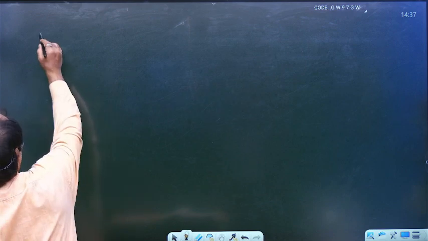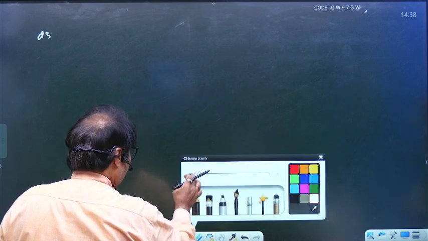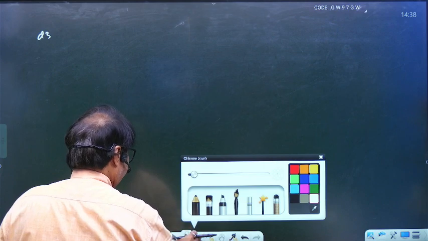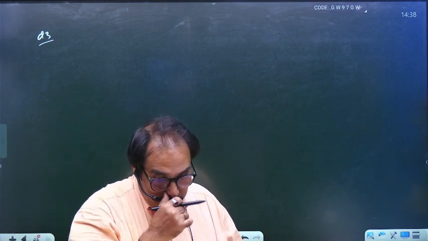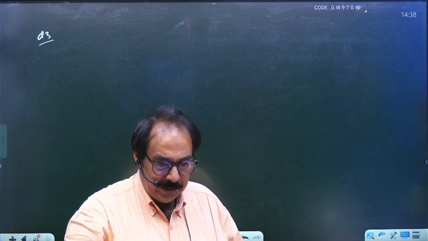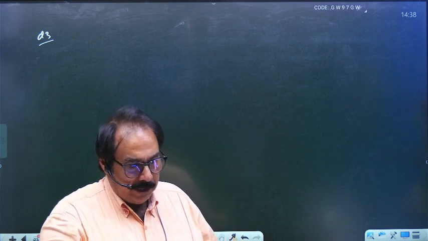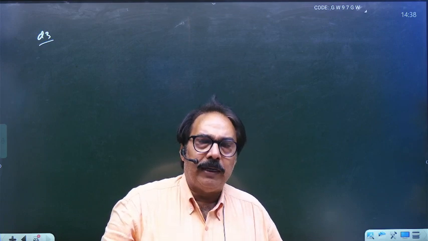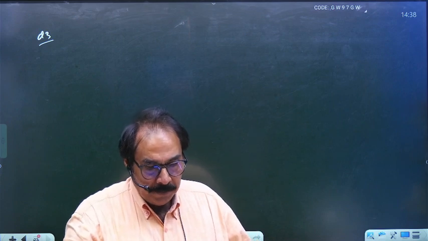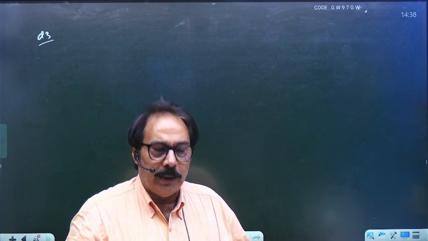Next question is question number 3. The third question is: of the students in a college, it is known that 60% reside in hostel and 40% are day scholars, meaning non-residing in hostel. Okay, so those who stay in the hostel we take as E1, and the day scholars we take as E2.